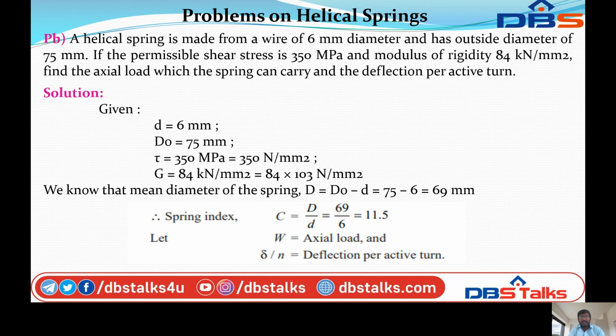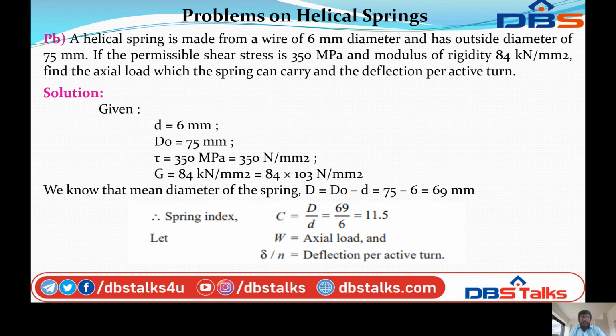So in this problem we are given the wire diameter small d is equal to 6 mm and outside diameter D0 is equal to 75 mm. Permissible stress tau is equal to 350 megapascal. So this will be converted to Newton per mm square, 350 Newton per mm square. Next, modulus of rigidity G is equal to 84 kN per mm square. So this will be converted to Newton per mm square, 84 into 10 cube Newton per mm square.